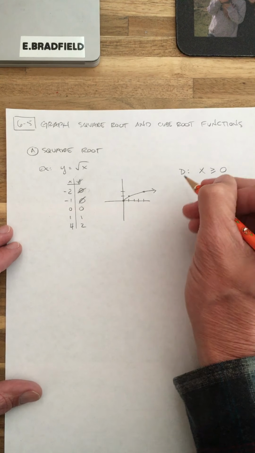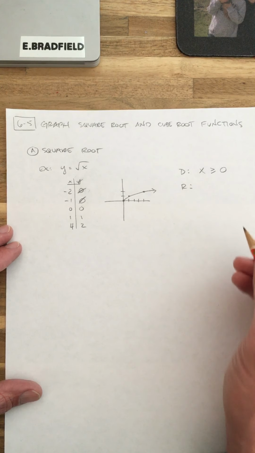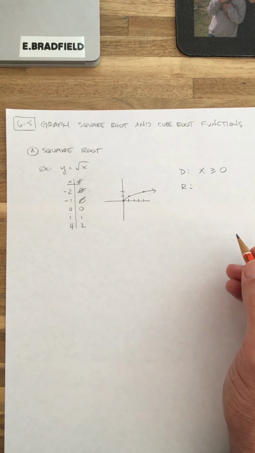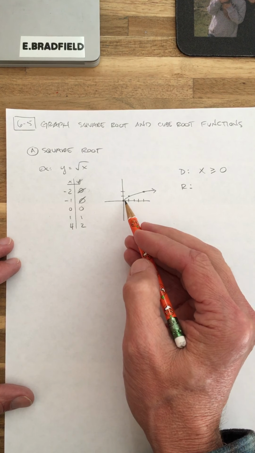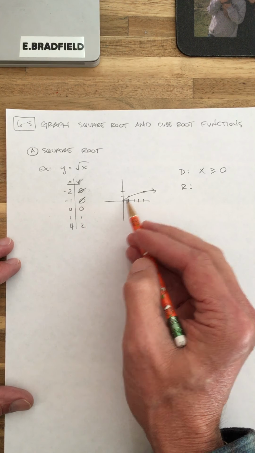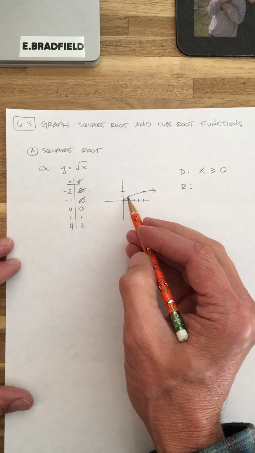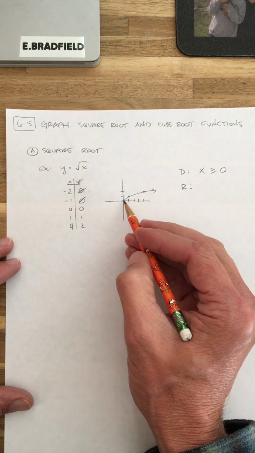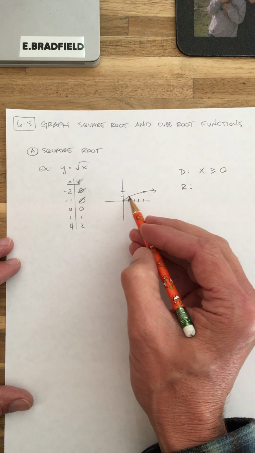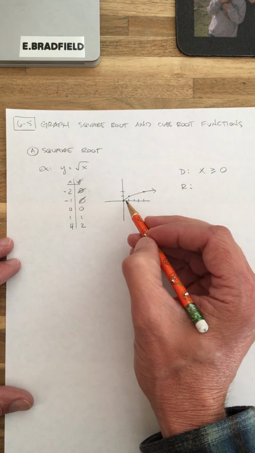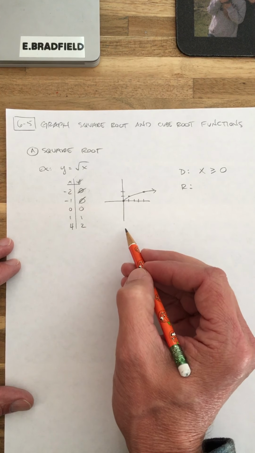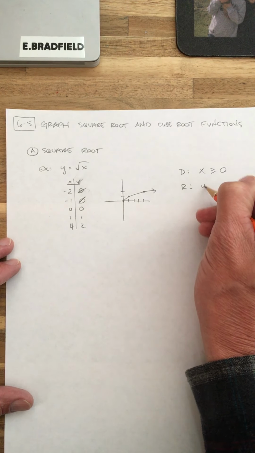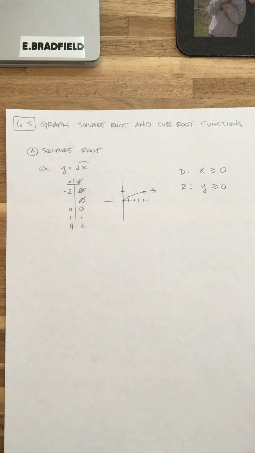All right, and then let's talk about the range. The range is all of the y values. So basically, if you look at the graph, if you plug in anything greater than or equal to 0 for x, look at what you get for the y values. You get everything greater than or equal to 0 as well. Remember, the y goes up and down. There's nothing lower than 0. So for the range, the y is also going to be greater than or equal to 0.